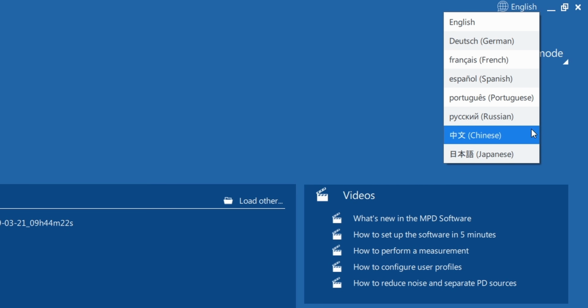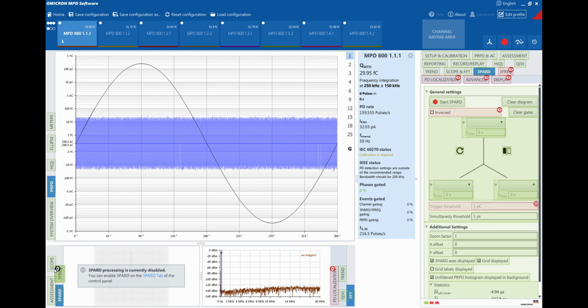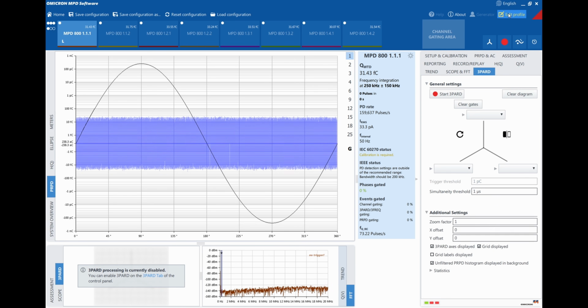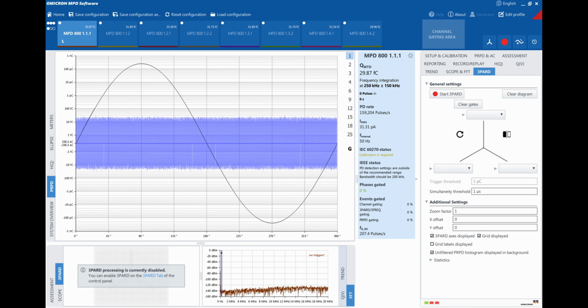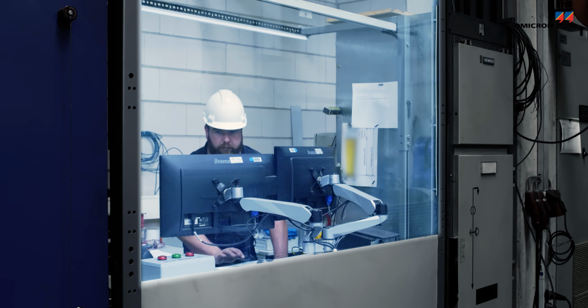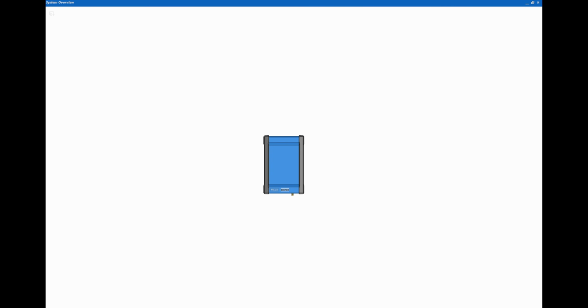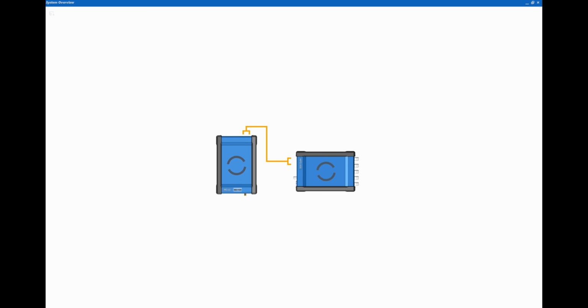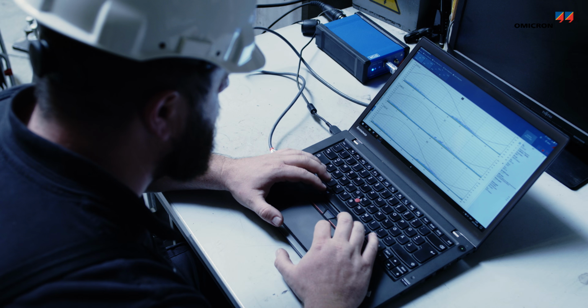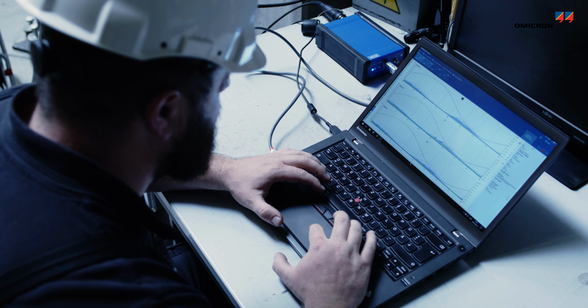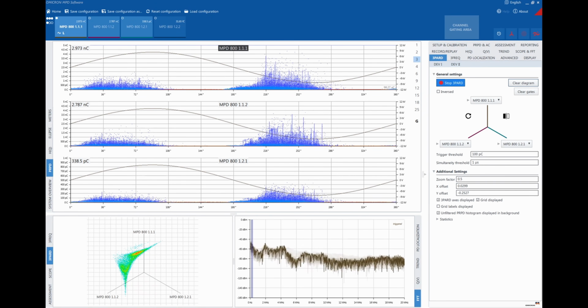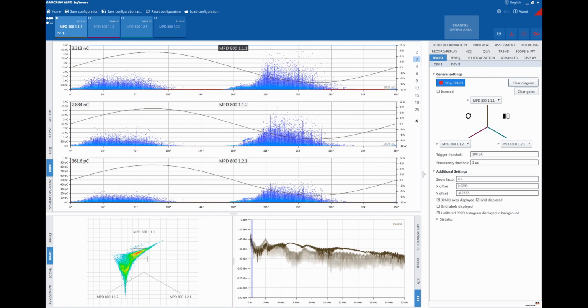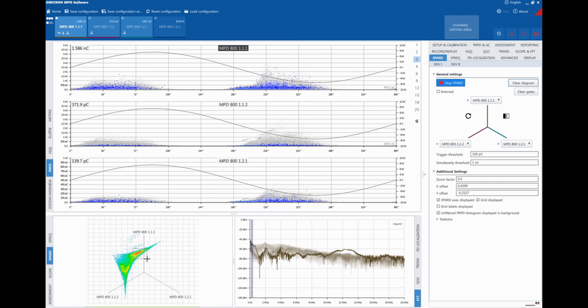The system's multi-language software allows you to select only the PD analysis tools you need and how data is displayed for specific tests. It supports fully synchronous multi-channel PD measurements for more complete assessments of stator winding insulation. Advanced noise suppression and PD source separation techniques help to simplify analysis and quickly locate defects, even in environments with heavy interference.